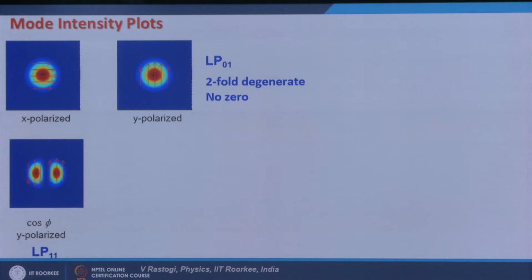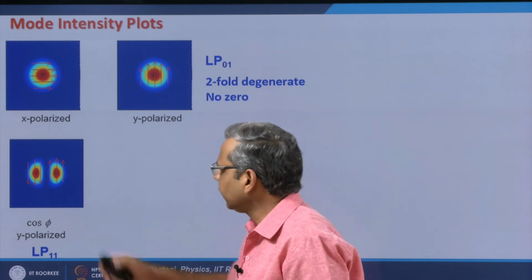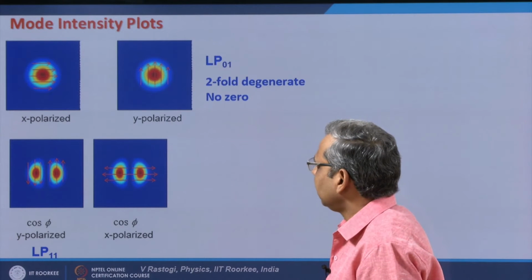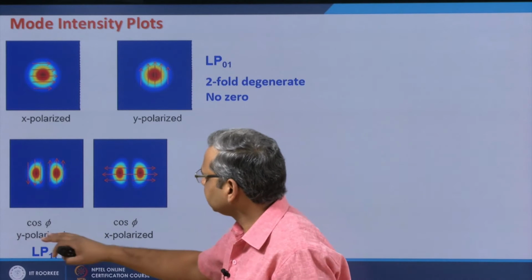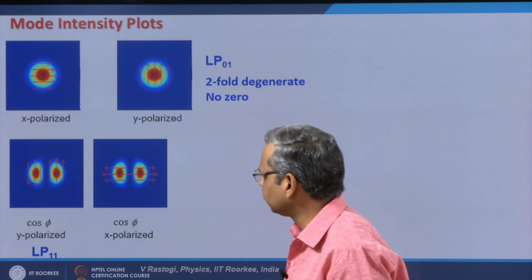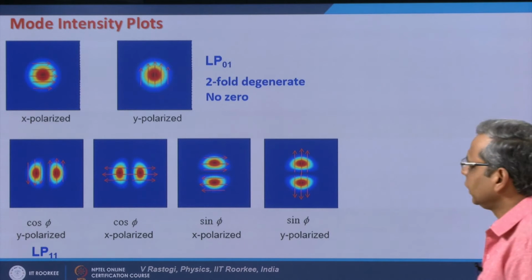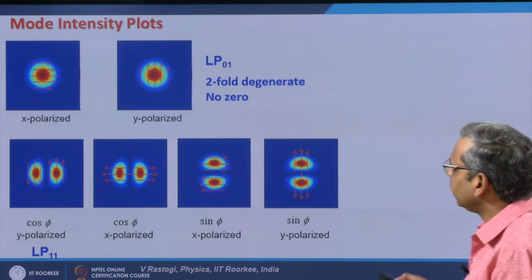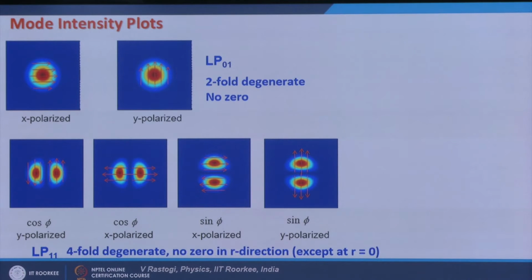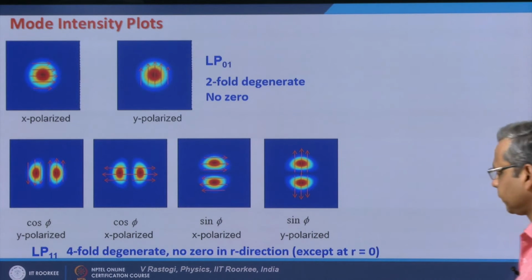If you look at the LP11 mode, then I can have the cosine phi solution, and in the cosine phi solution itself I can have two polarizations, y polarized and x polarized, and I can have the sin phi solution. There also I can have x polarized and y polarized. So, it would be four-fold degenerate, and again there would be no 0 in the r direction except a 0 at r equal to 0.